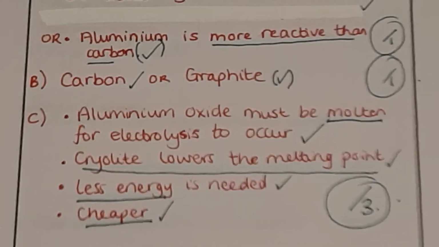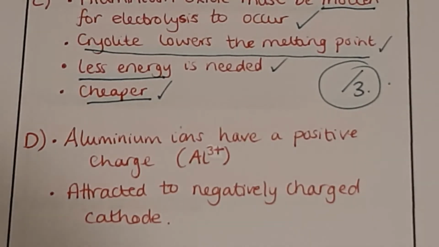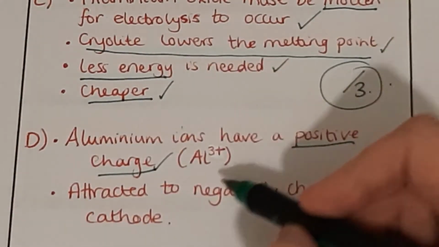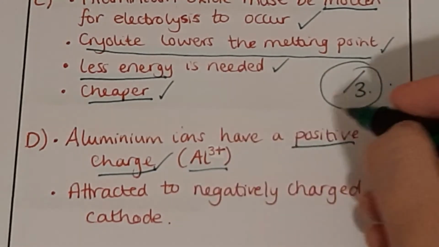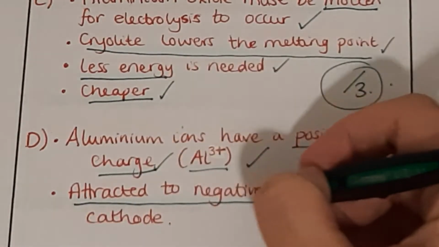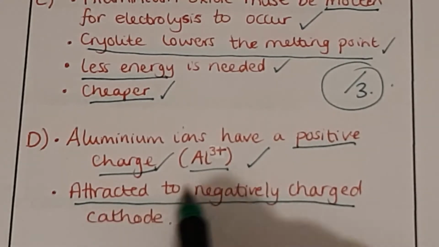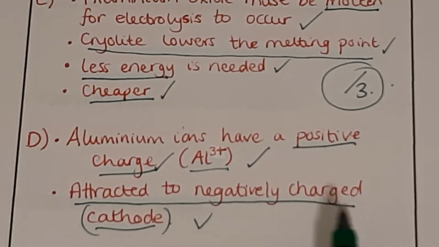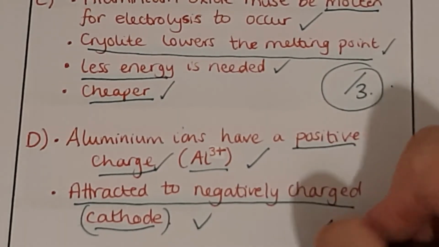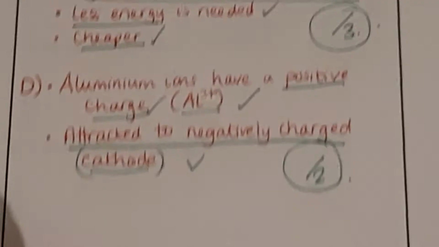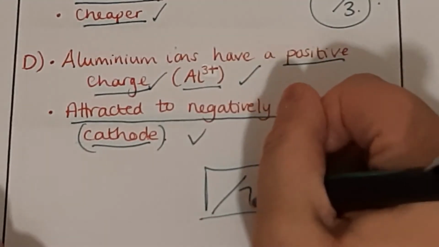Moving on to part D. So part D says, explain why aluminium is produced at the cathode for 2 marks. That's because aluminium ions have a positive charge. You talk about those aluminium ions having a positive charge, or you can write Al3+ to show that it has a positive charge. And then you should say that they are attracted to the negatively charged cathode. You don't have to say cathode, as long as you say it's attracted to the negative charge, then you've implied it's at the cathode. And that's out of 2, please. So give yourself a mark out of 7 for that whole thing.